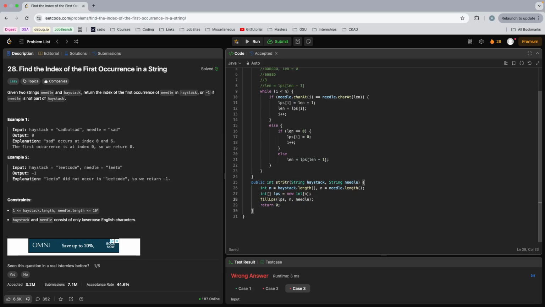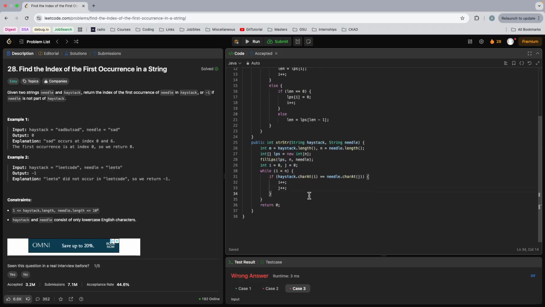What we're going to do is have another pointer starting at I equal to 0 and J equal to 0. So J starts at the start of the pattern, and I starts at the start of the text, which is the haystack. While I is less than n, our first part is to check if haystack at I is the needle character at J. If so, we increment I and increment J, right?